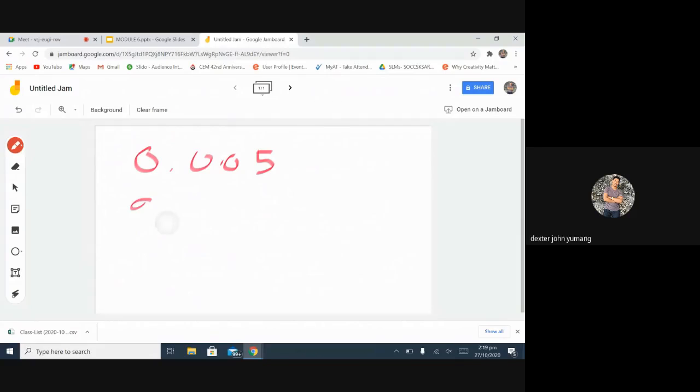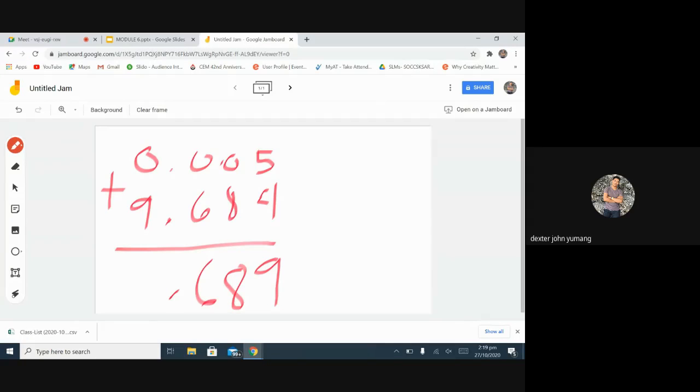.68 and 4. So kapag nag-a-add po kayo ng decimal numbers, parang lang din po kayo nag-add ng mga normal or whole numbers. So 5 plus 4 is 9, 0 plus 8 is 8, 0 plus 6 is 6, then copy the decimal point. Next, 0 plus 9 is 9. So that is now the answer, 9.689. And that is how easy adding decimals is. So what about this one?